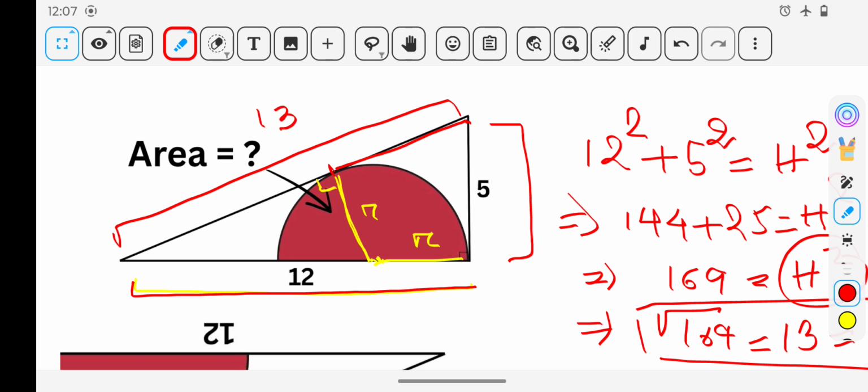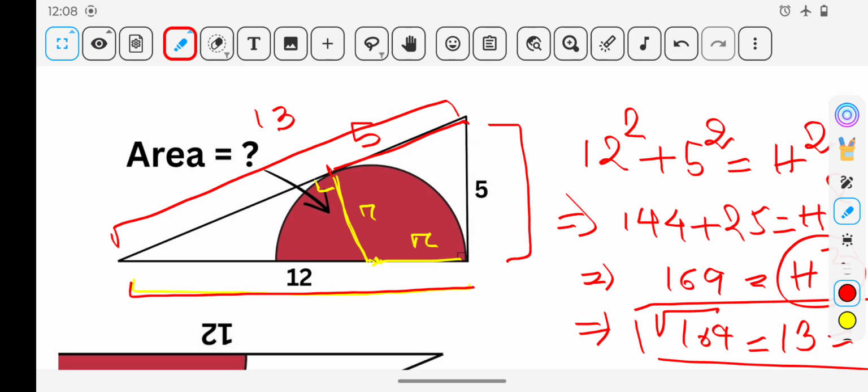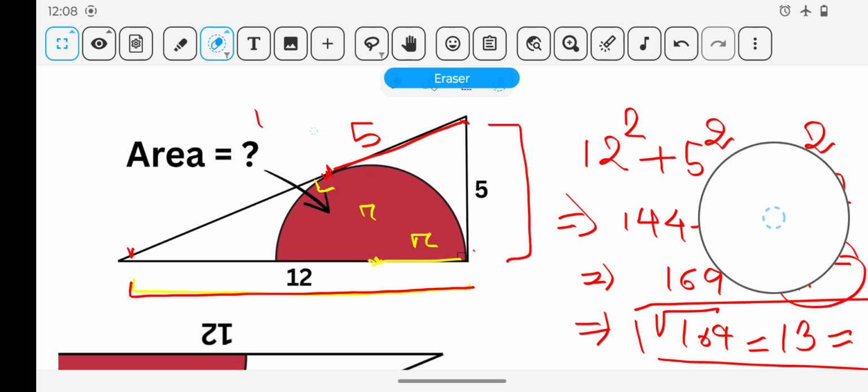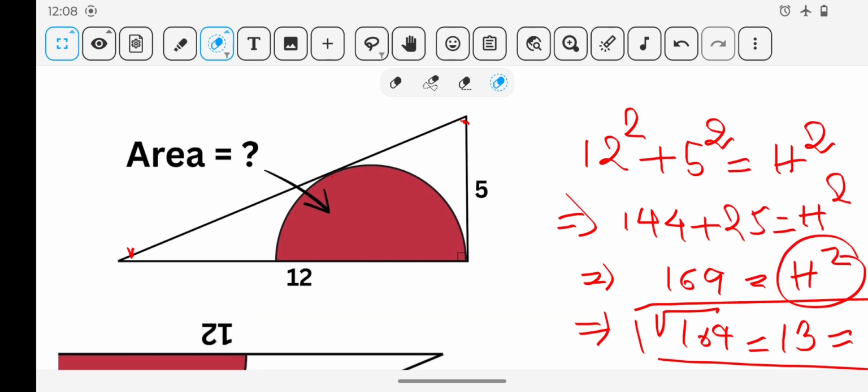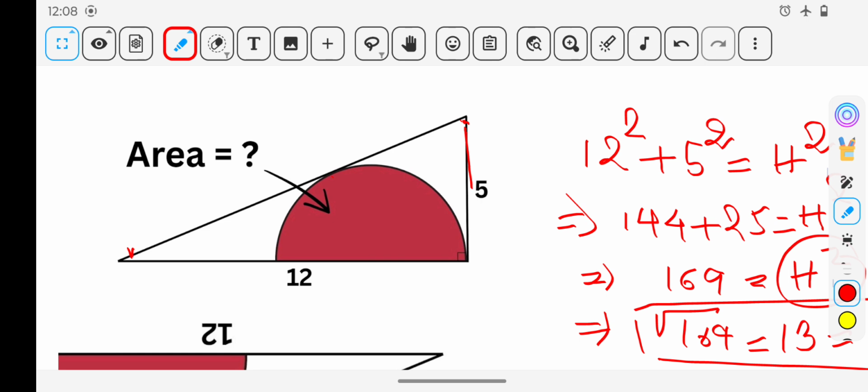But we know this length is 5, because of the tangential rule. This length is 5. So that means from this to this it will be 8, so that the total length will be 13. So let's clean it up properly. Yes. So this length is 5, so this will also be 5. As the total length is 13, from this point, this is 8.